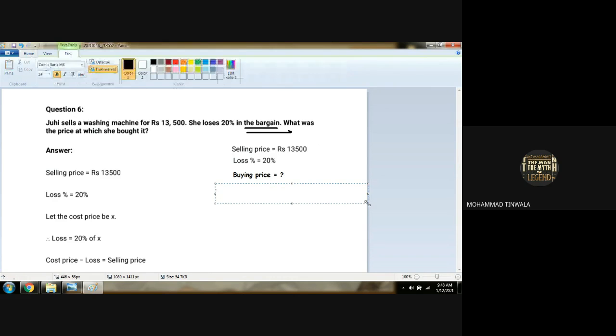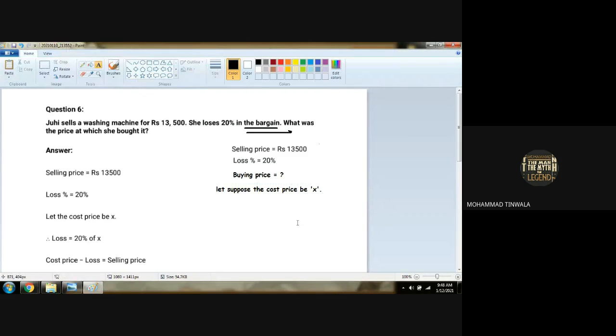So let's suppose, as our first step, the buying price. Sorry, can we write cost price? Cost price be X. Am I right? Am I right or wrong?